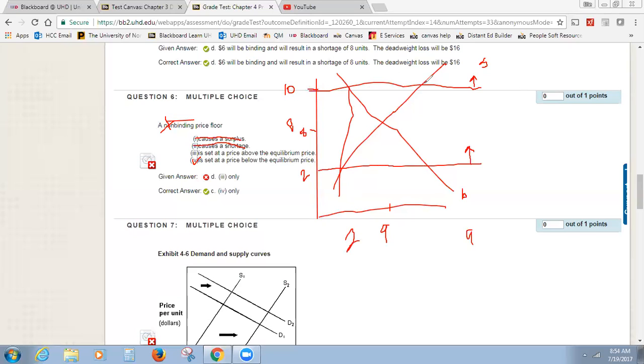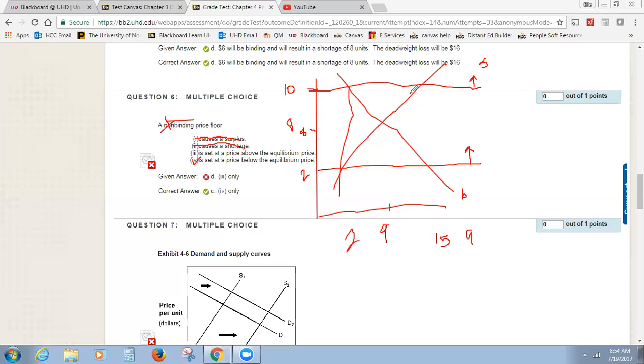But at a price of $10, businesses are going to throw all their resources, their land, labor, capital, entrepreneurship towards selling this good, and they're going to bring 15 to the table. That means I'm going to have a surplus. And if this is a price floor right here, the market's going to stay in disequilibrium.